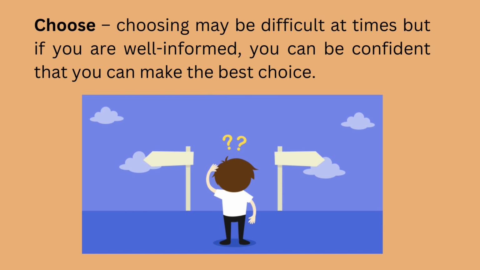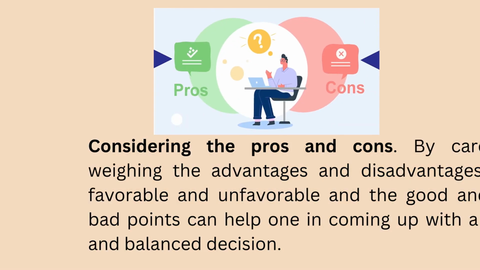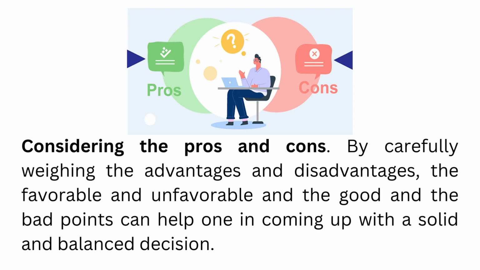the best choice. Aside from the 3 C's, additional strategies in decision-making can also be used. Here are some alternative strategies that can help you in your decision-making process. Considering the pros and cons. Carefully weighing the advantages and disadvantages, the favorable and unfavorable, and the good and the bad points can help one in coming up with a solid and balanced decision.